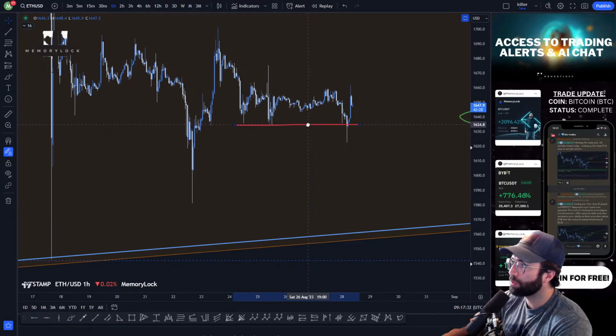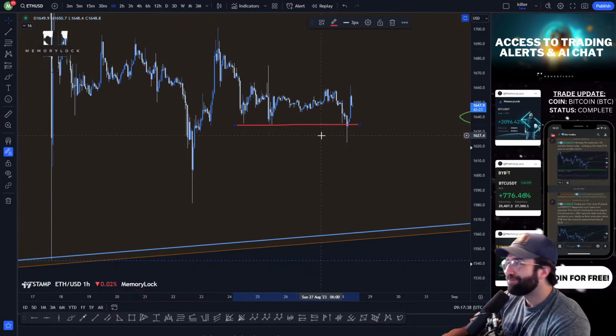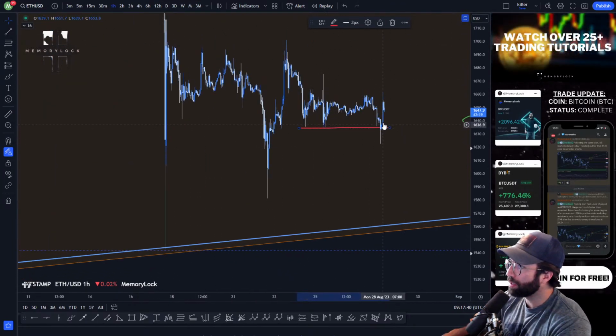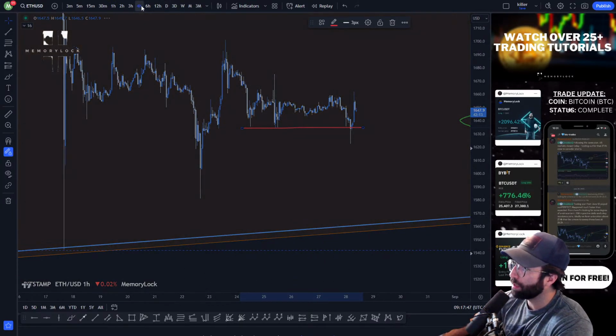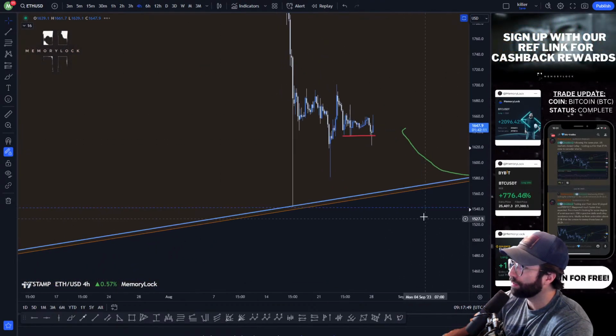Yeah, it didn't quite swing fail on the hourly, but we did get a really nice move up, swept these highs. So again, I wanted to long from down here this morning, and you can see why. We did get a really nice move, and this could be the move already played out. We'll have to wait and see how the week unfolds.